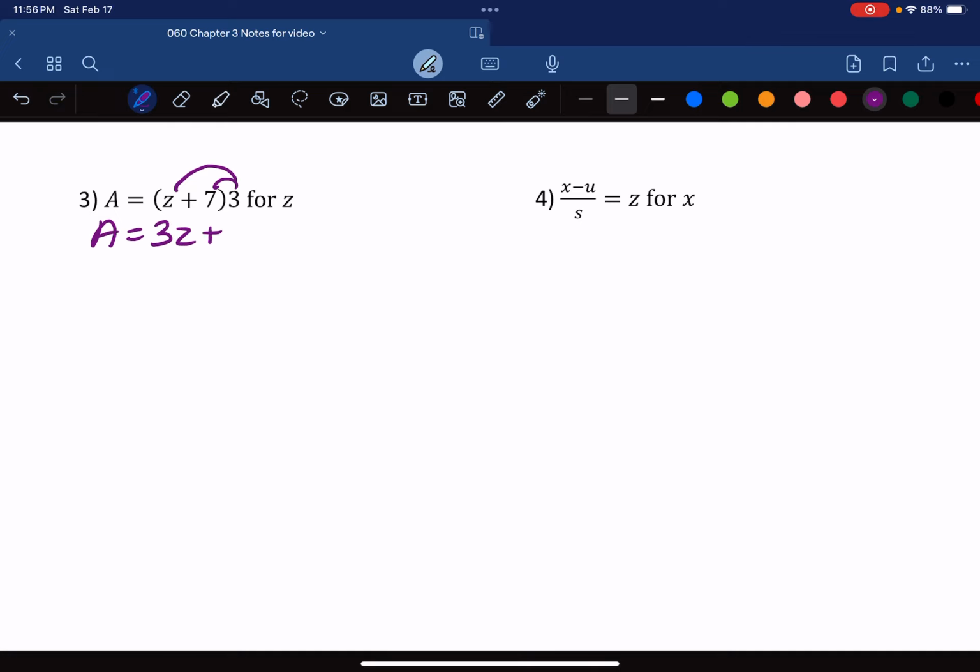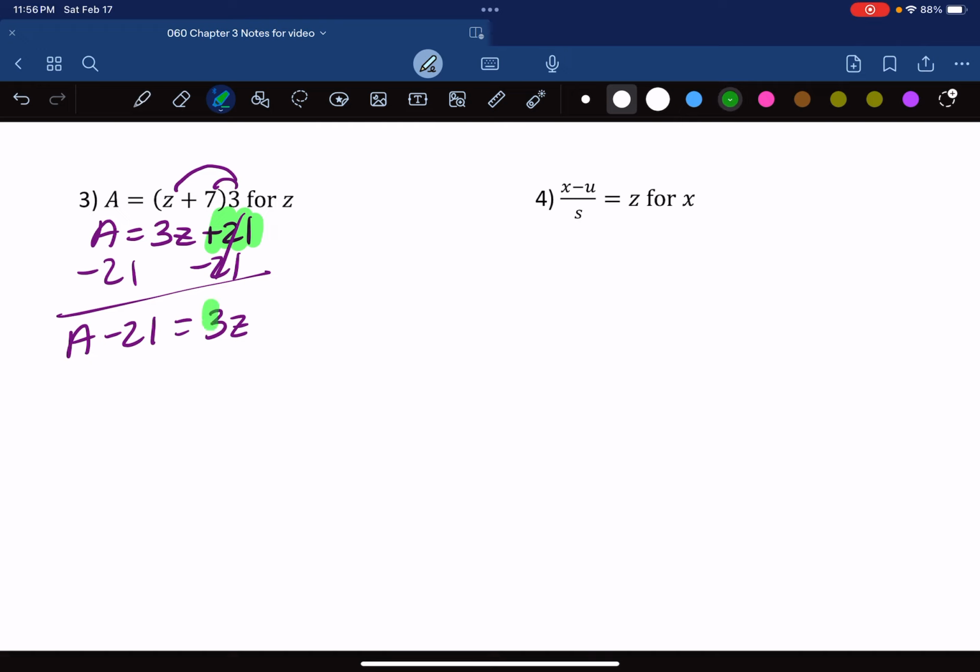and that gets rid of our parentheses, and now I can go ahead and add or subtract. And then get the coefficient out of the way.